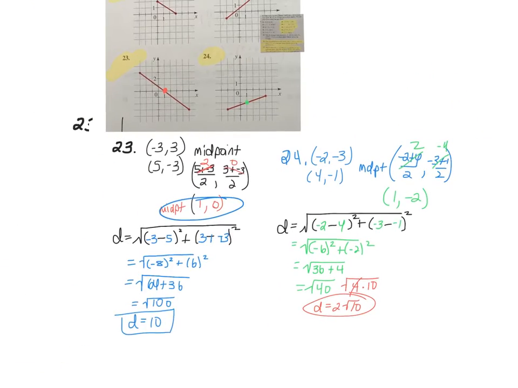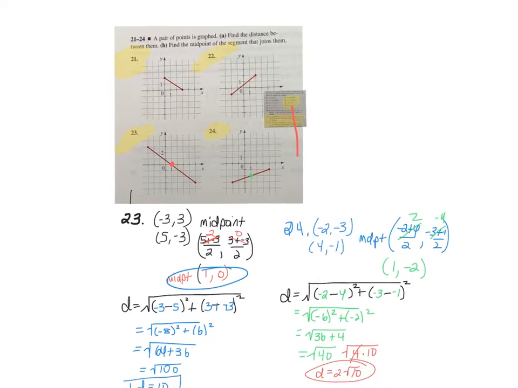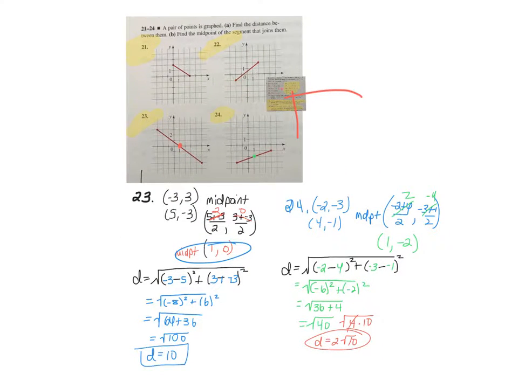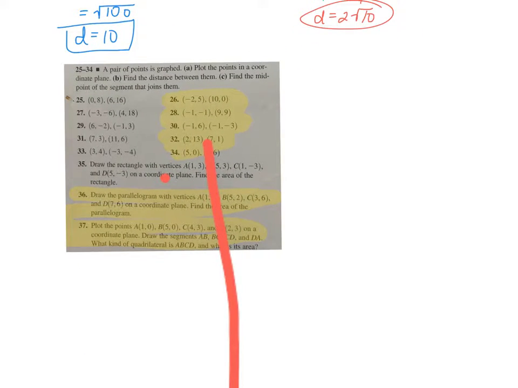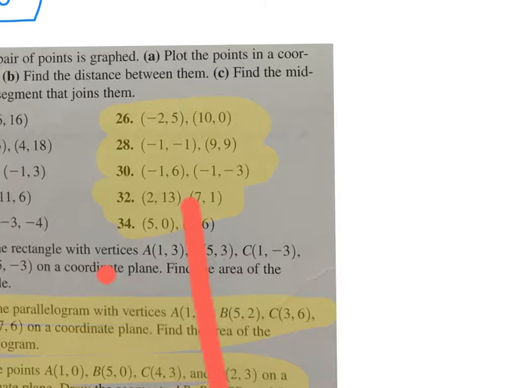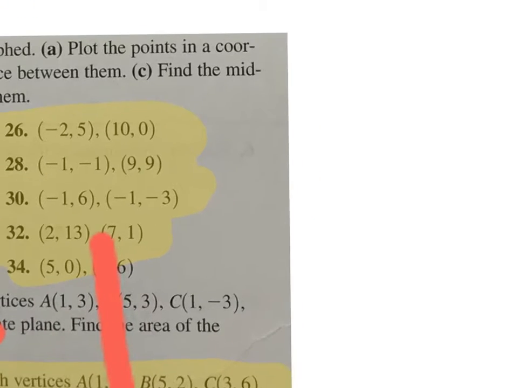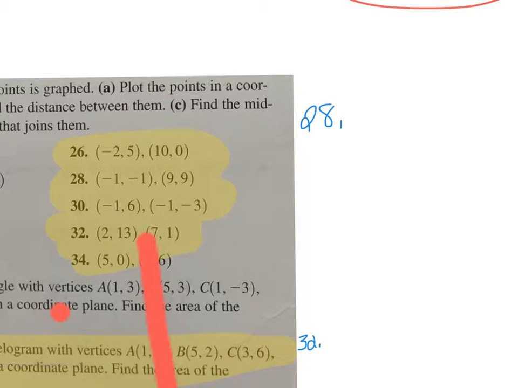Is that good? You guys all right? Okay, so now let's do some of these. All right, let's do 2 of these. Pick 2. 28 and which one? 28, 32. Okay. Now, how are these two different than the first two that we did?